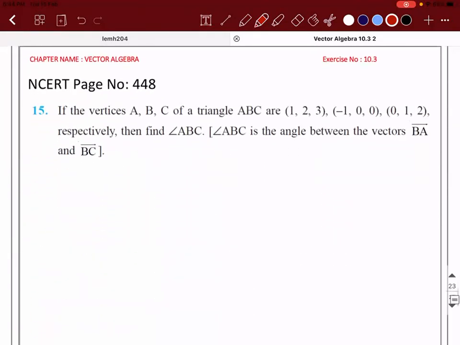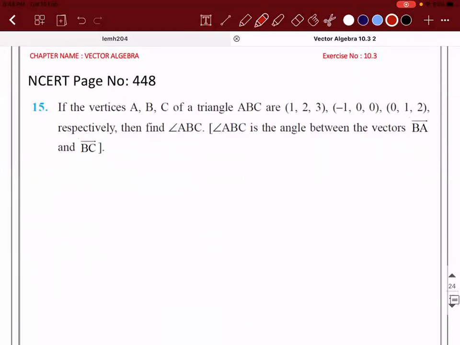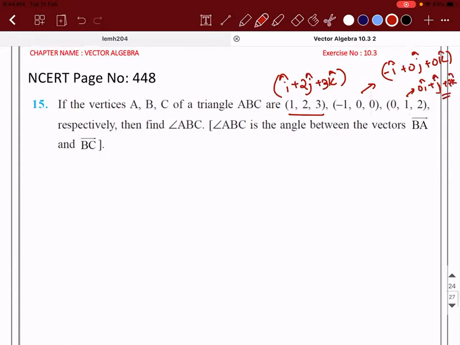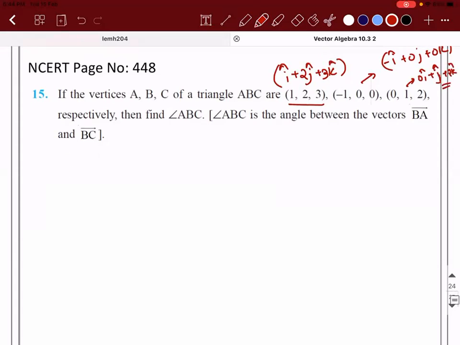So that is 23rd. So 24th: if A, B, C are the vertices of the triangle, with position vectors i cap plus 2j cap plus 3k cap, and minus i cap plus 0j cap plus 0k cap, and 0i cap plus j cap plus 2k cap respectively, then find angle ABC. So this is A, B, and C.